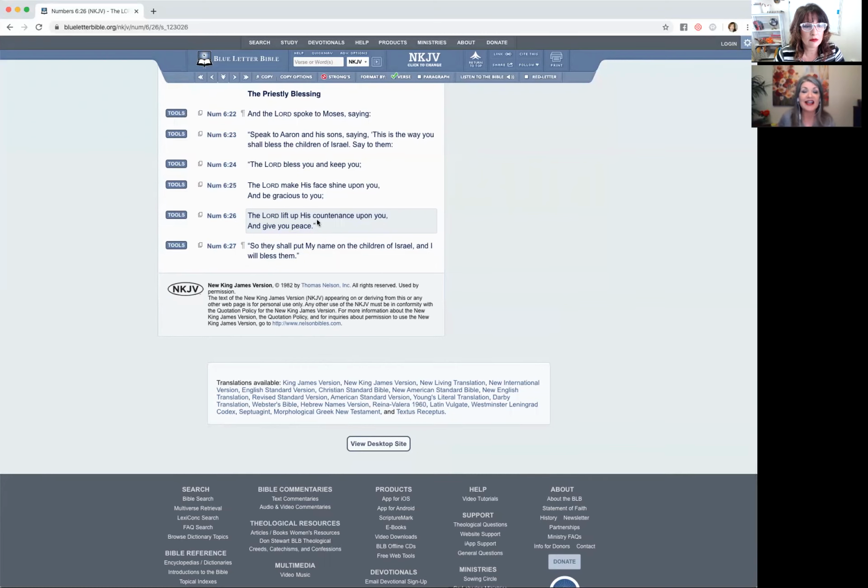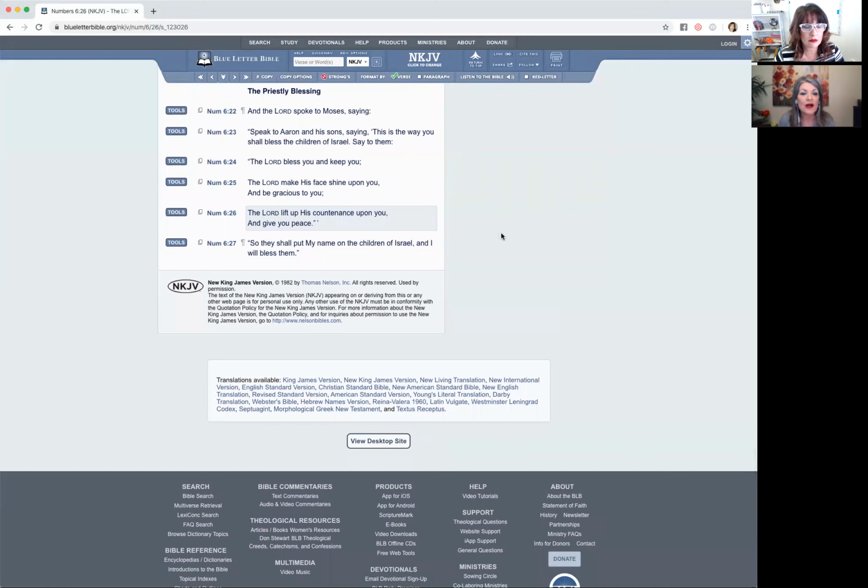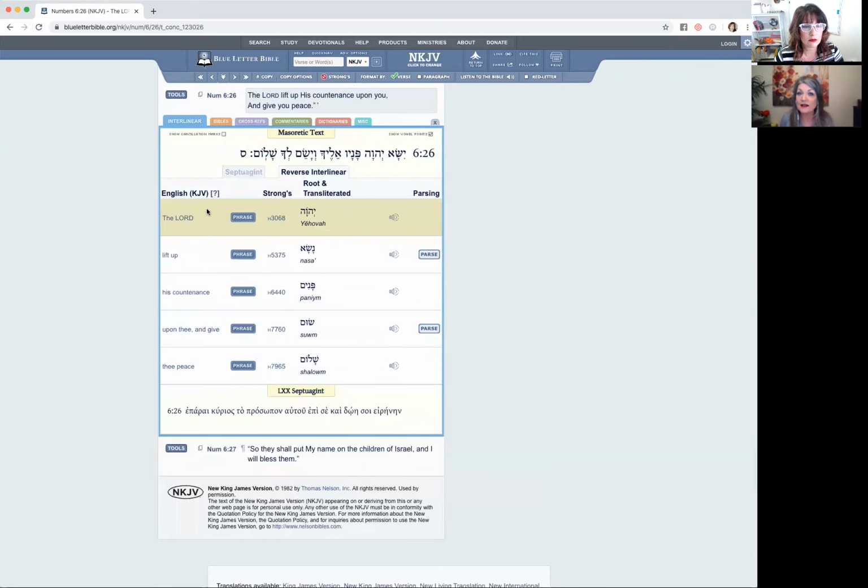Now you'll notice that it's highlighted. Isn't that great? So if you go over to the left and click on the blue box that says tools, for our purposes we're going to go to the interlinear, and the interlinear is the lexicon definitions, not the dictionary definitions. So here we go. Fantastic. There's the scripture. It's written in the Masoretic text up at the top, starting on the right and moving to the left. 6:26, and the words in Hebrew are always read right to left. That's the Hebrew text.